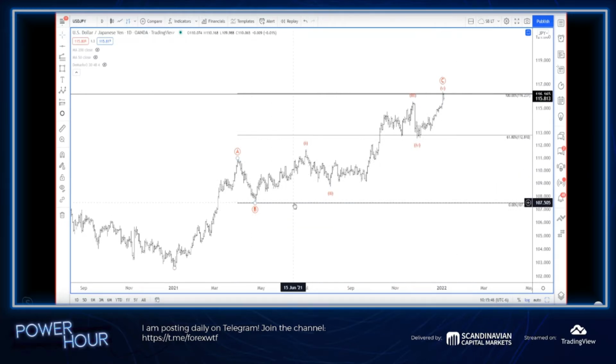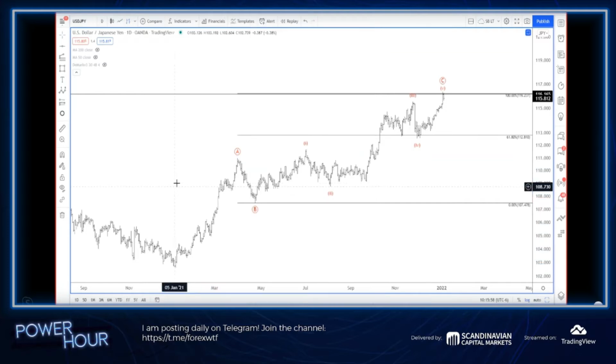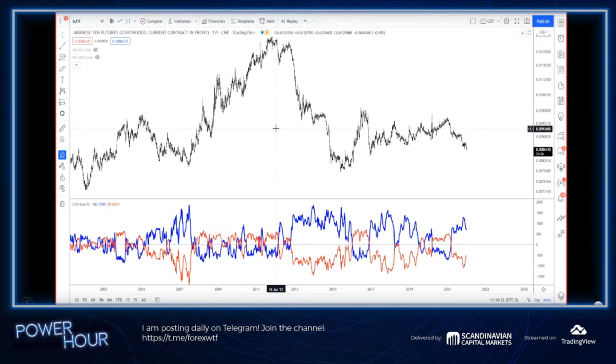Now what I've got here is an extension. This is important. This is an extension on log scale. If it's not on log scale, it's going to be a little different. 115.84 is two legs up. If it's on log scale, two legs up is 116.24. We closed yesterday at 116.15, pretty close.